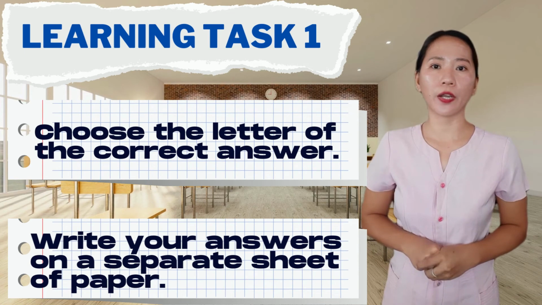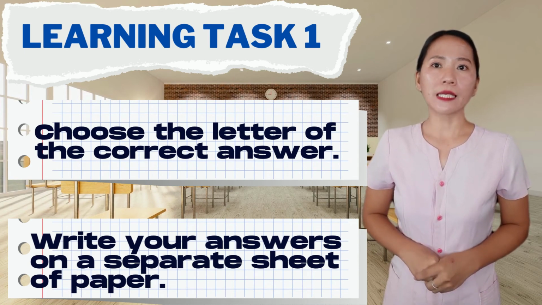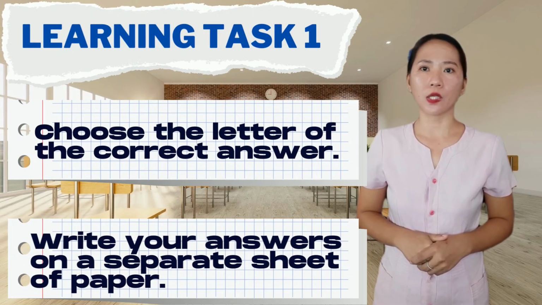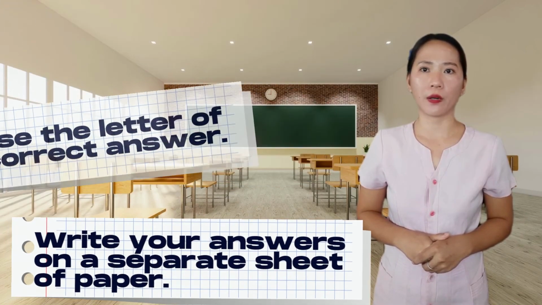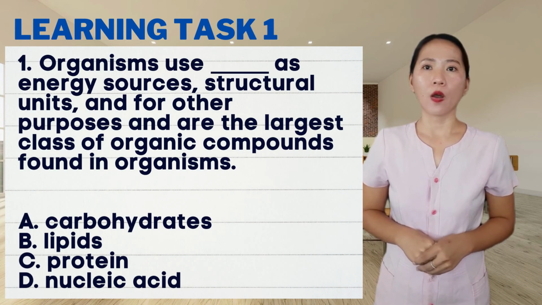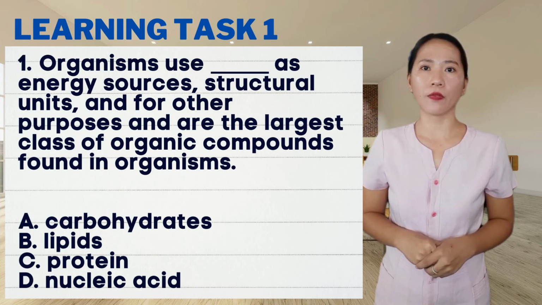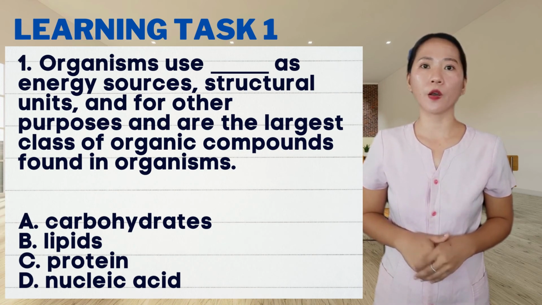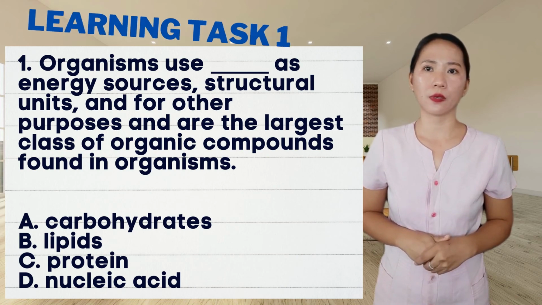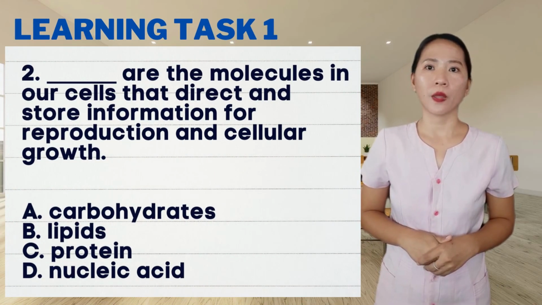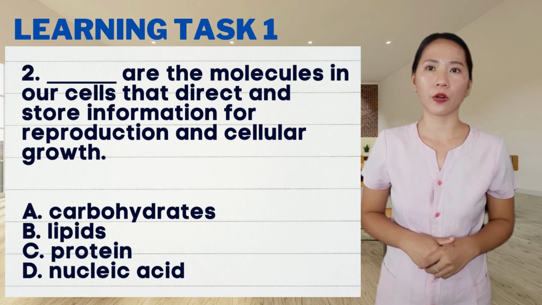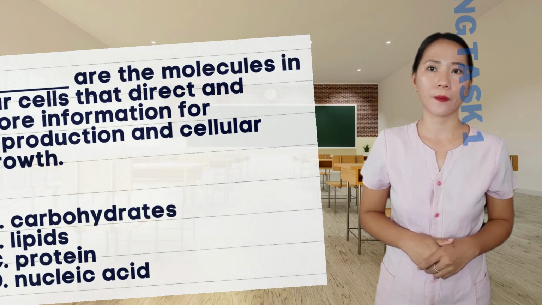Now we proceed to our learning tasks. For learning task number 1, choose the letter of the correct answer. Write your answers on a separate sheet of paper. Number 1. Organisms use blank as energy sources, structural units, and for other purposes, and are the largest class of organic compounds found in organisms. 2. Blank are the molecules in our cells that direct and store information for reproduction and cellular growth.